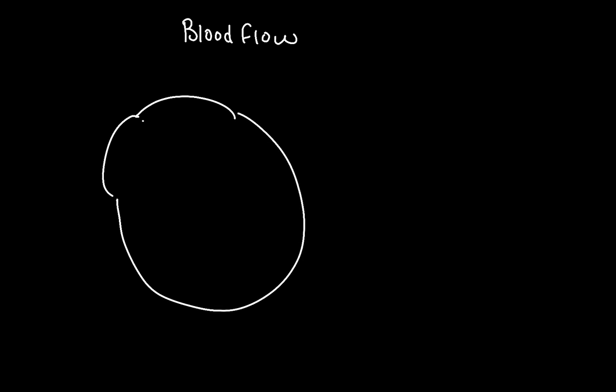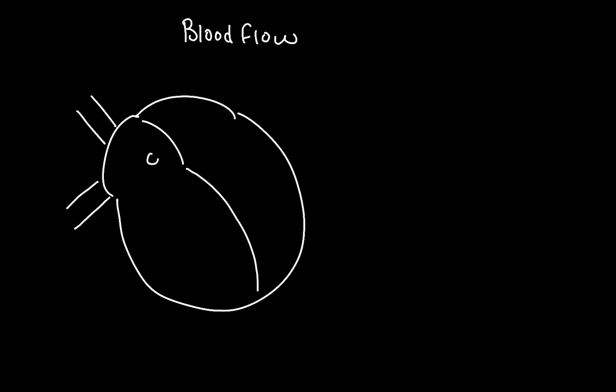We're going to do blood flow today through the heart really quick. And here's a basic diagram of the heart. First, you want to know the path of deoxygenated blood through the heart.